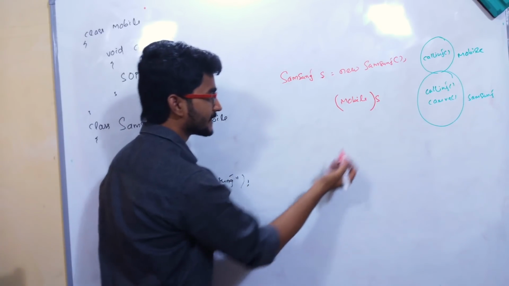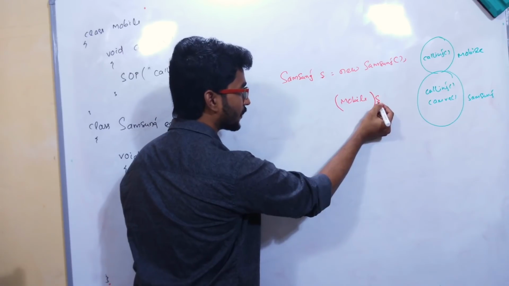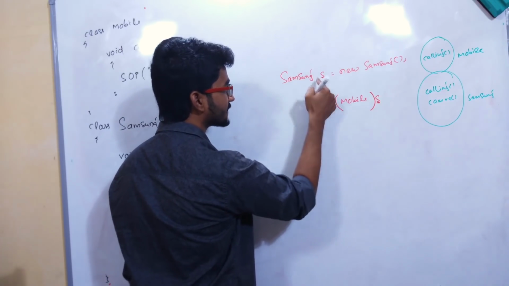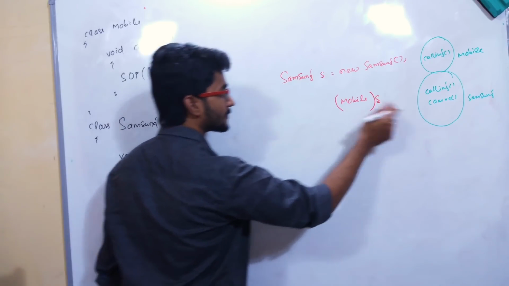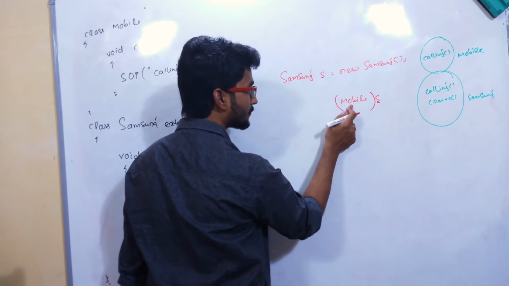This is called upcasting. This is what? Subtype. Okay, this is subtype reference. S is subtype reference. Now I'm casting this subtype to supertype. So what is the supertype? Mobile, right? So I'm writing mobile over here.